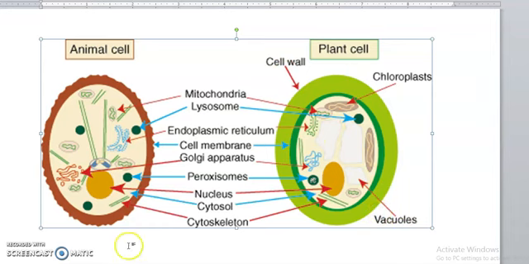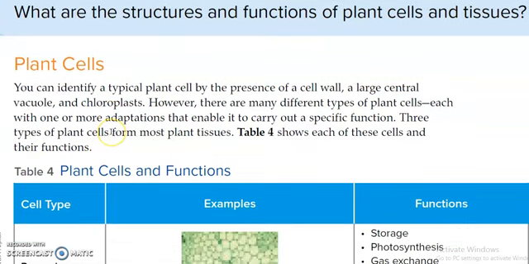Returning back to our lesson, let's start with the first part, which is an introduction to plant cells. According to what is given here, you can identify a typical plant cell by the presence of a cell wall, which we already talked about, a large central vacuole, and chloroplasts. However, there are many different types of plant cells, each with one or more adaptations that enable it to carry out a specific function. For sure, we will see more details later on, but let's analyze this sentence. They are talking about the ability of plants to have different types of cells that help them do different tasks. This is due to the adaptation of these cells to the environment they are living in, to the conditions they might resist, to help the plant survive.